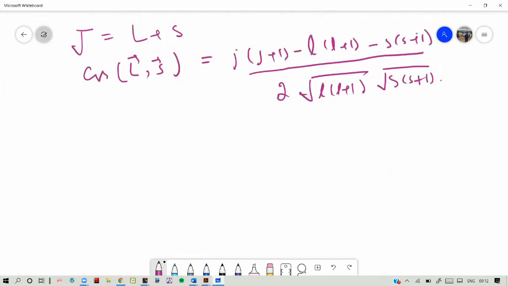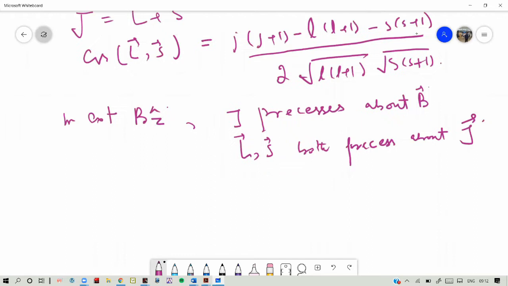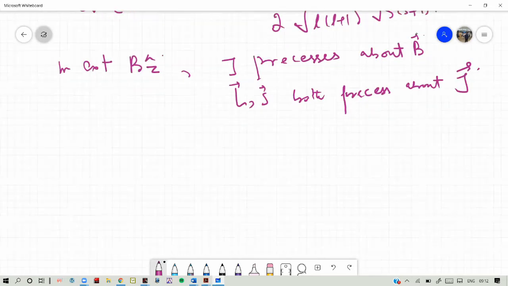And we also found that in an external B, which is along the Z direction, J precesses about B, and L, S both precess about J. So this is what we have already discussed in the last lecture.